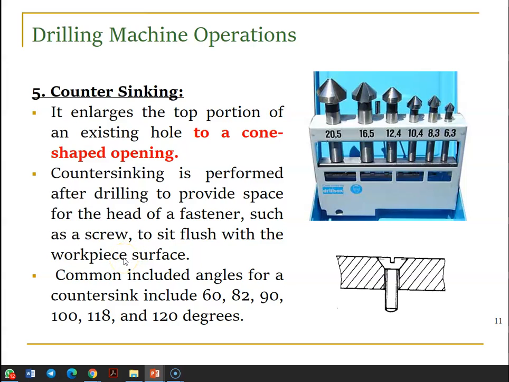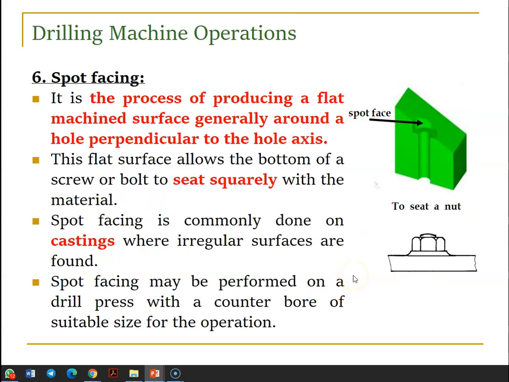So we keep it to accommodate that. Common included angles for counter sinks include 60, 82, 90, 100. These are some of the angles. So we can make counter sinks with these kinds of angles. The next one is spot facing. It is a process of producing a flat machined surface, generally around a hole, perpendicular to the hole axis. So the hole axis is perpendicular, and making a small removal on top is spot facing.